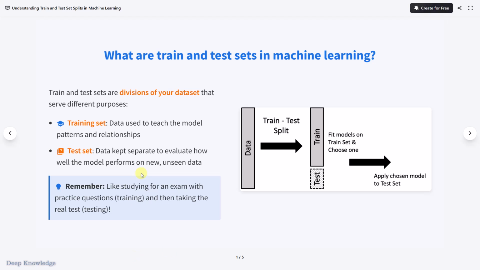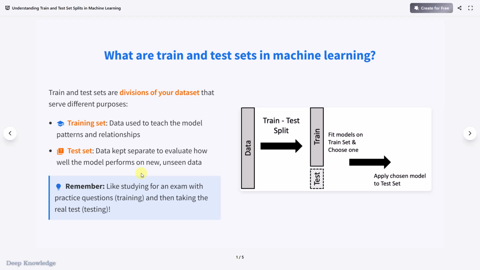If you are an expert, if you have experience and the position is high, you will not be asked such questions. But just for the beginners, what are the train and test sets? The training set is the data that will be used to teach the model. The model will extract the patterns and relationships from this data. And finally, we will test this model using another data, which is unseen data.